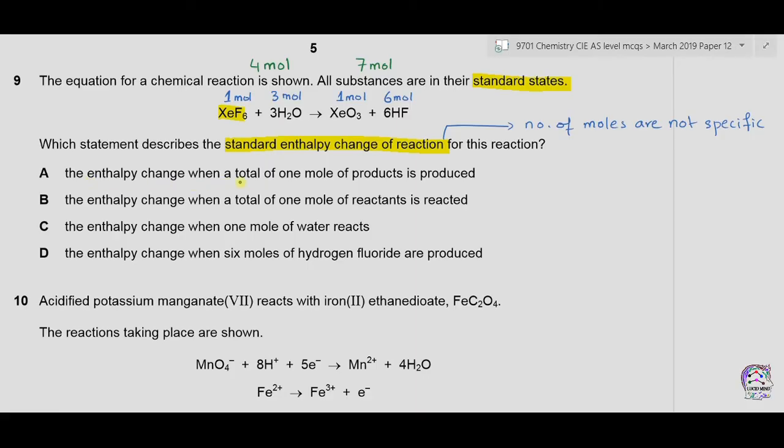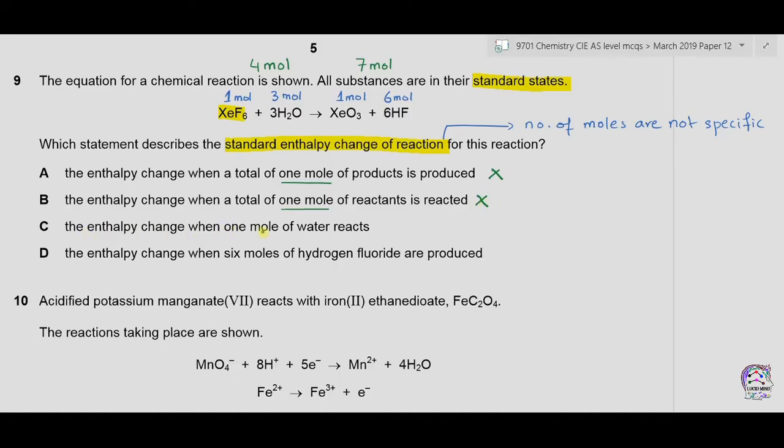A. The enthalpy change when a total of 1 mole of product is produced. In this reaction there is 7 moles of product being produced, so therefore this is incorrect. B. The enthalpy change when a total of 1 mole of reactants is reacted. As the number of moles are not specific, in this reaction there are 4 moles of the reactants being reacted, so this is also incorrect.